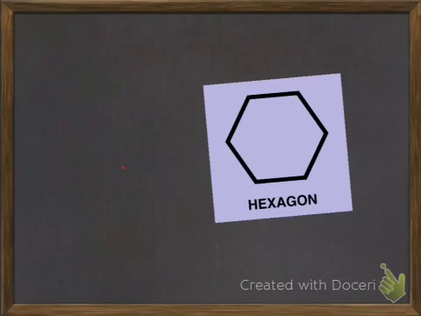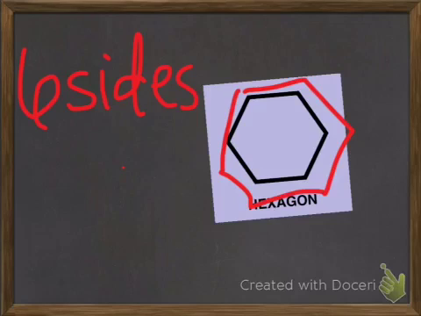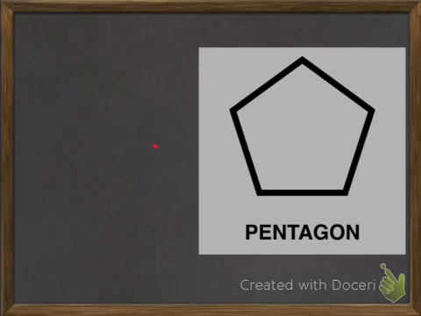This next one is called a hexagon. How many sides does a hexagon have? 1, 2, 3, 4, 5, 6. It has 6 sides, and it has 1, 2, 3, 4, 5, 6 vertices. What are vertices? Vertices are corners. Dot, dot, dot, dot, dot, dot. Right?